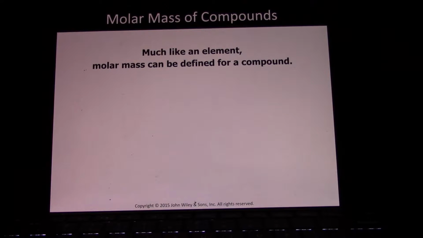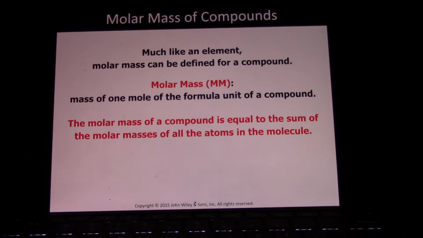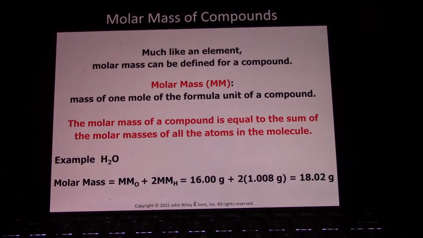Much like an element, the molar mass can be defined for a compound. When we had an element, it was easier. We just found that element on the periodic table and looked at the atomic mass. To get the molar mass for a compound, we must add up the atomic masses for all of the atoms in the compound. And if you have 2 of something, you have to account for both of them. If you have 3 of something, you have to account for 3 of them.